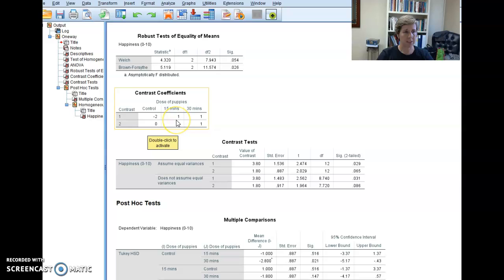This would be a hypothesis. There is a significant difference between control and time spent with puppy, and contrast 2 would be there is a significant difference between 15 and 30 minutes of puppy time.